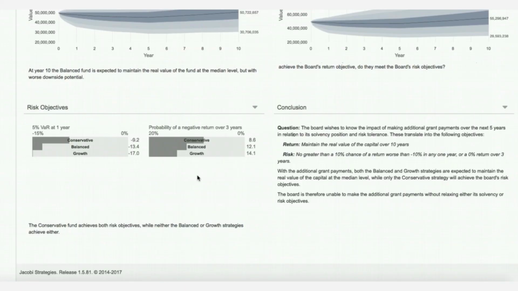Now, with the click of a button, the investment team can export this storyboard into PowerPoint or a PDF for inclusion into their report.